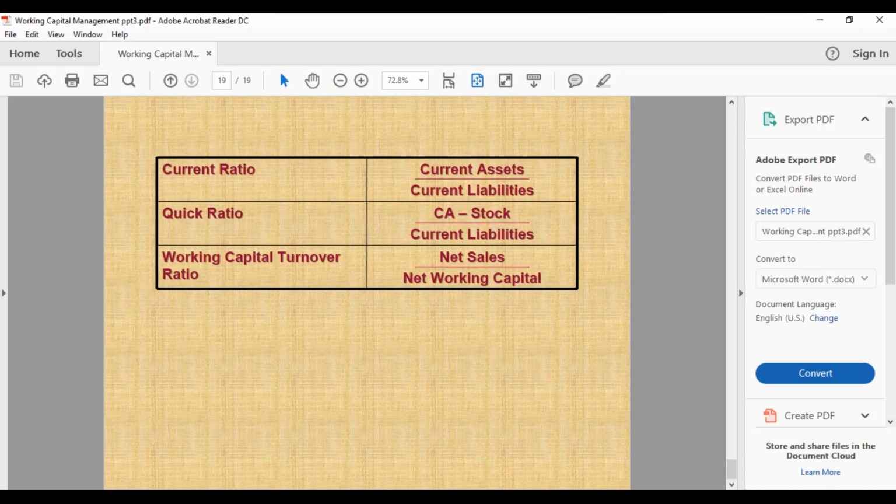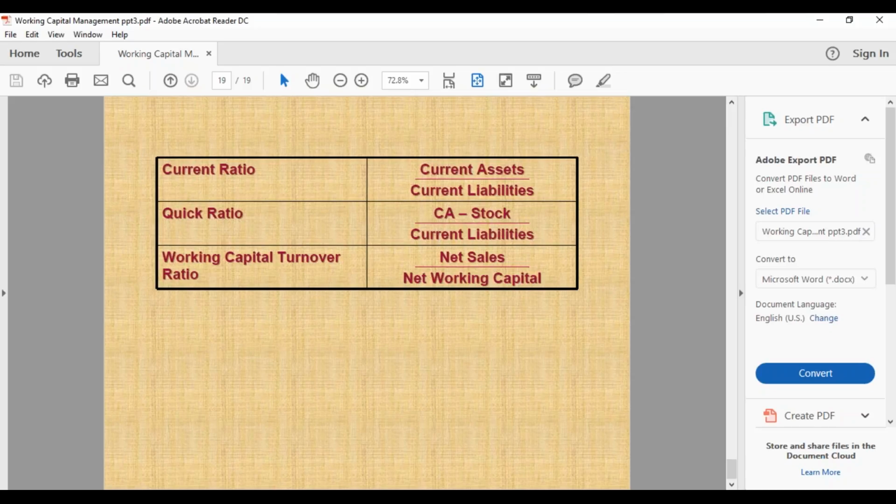Sir, can you repeat? Yes, if a company has $5 million in current assets and $2 million in current liabilities, then what will be the current ratio? We will divide current assets upon current liabilities, and then we get the ratio. How much will be current assets? 5 million, and current liabilities 2 million. It's a simple math question.